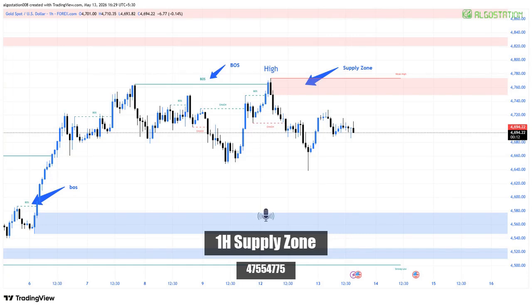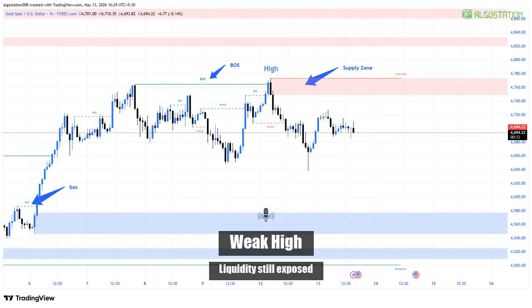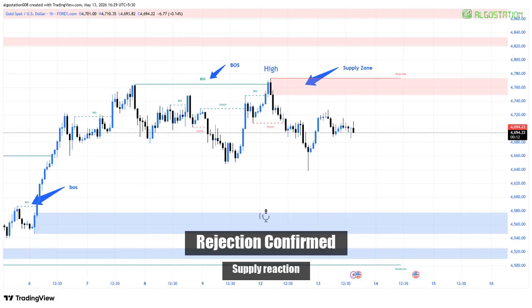Price is now reacting directly inside a higher time frame supply zone. This is where institutions may unload longs and engineer reversal liquidity. This high is labeled weak because liquidity is exposed above it. Weak highs are magnets until fully resolved. Notice rejection from the highs. This suggests early sell-side interest entering the market.